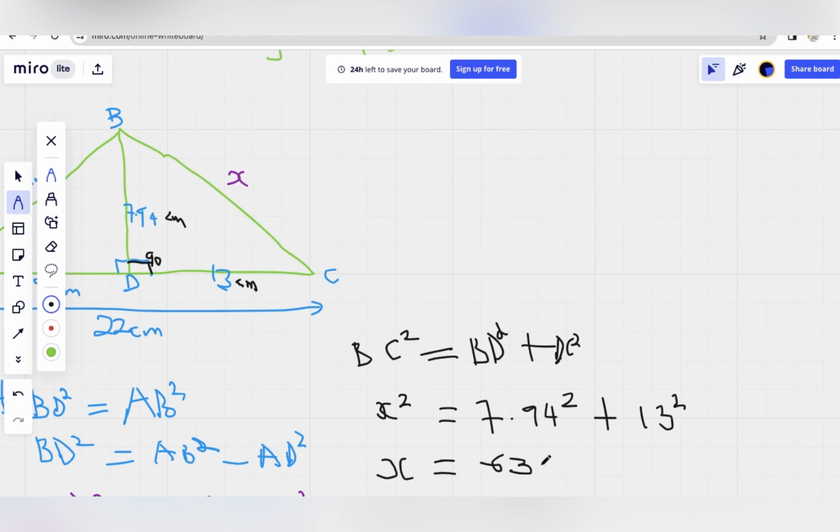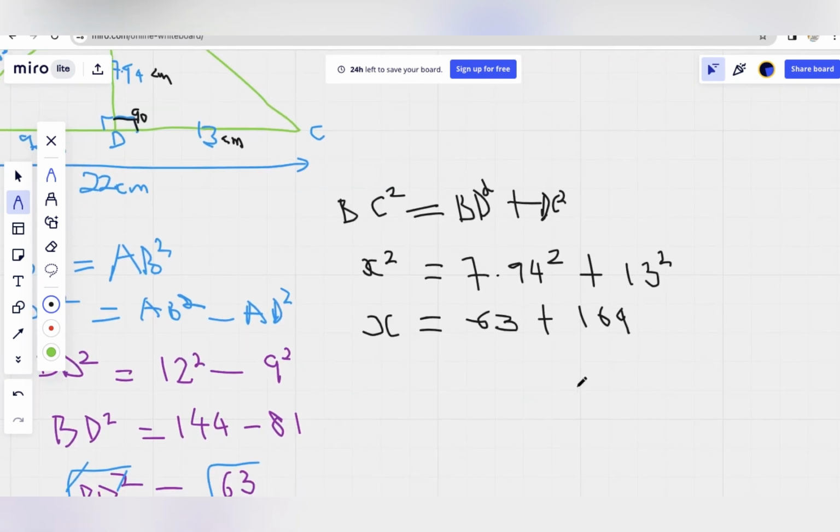So we say this is 63 plus 169. 13 square is 169, right? So plus 169. Quickly add them together. What do you get? 2, carry 1 here. You get 13. Carry 1, you bring the 1 here, it becomes 2. 232. So we get 232. X square, sorry, here is X square. X square equals 232.